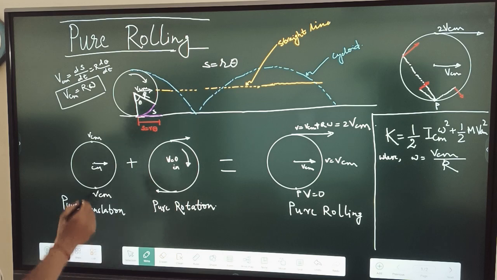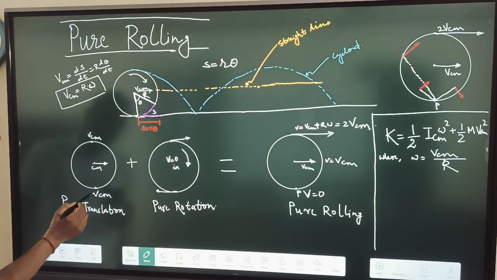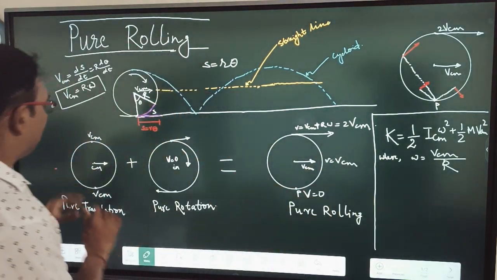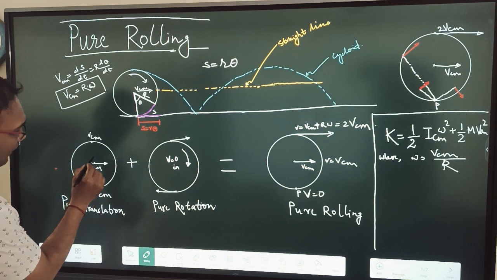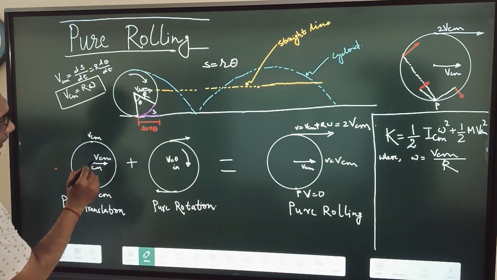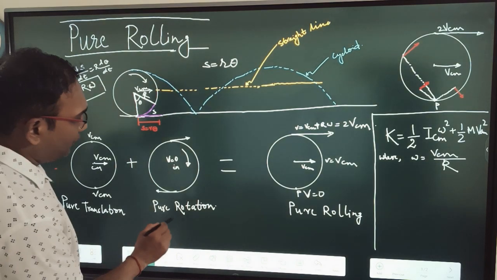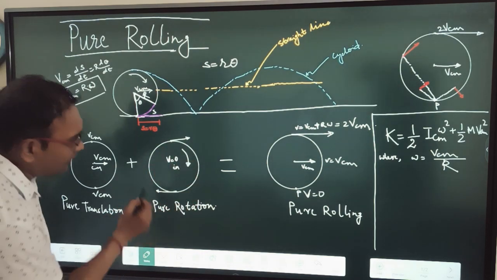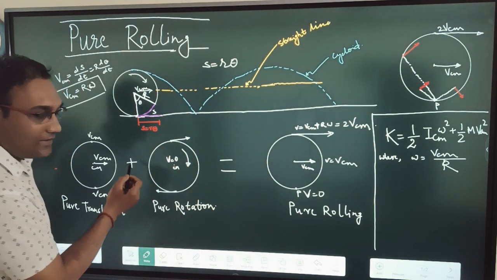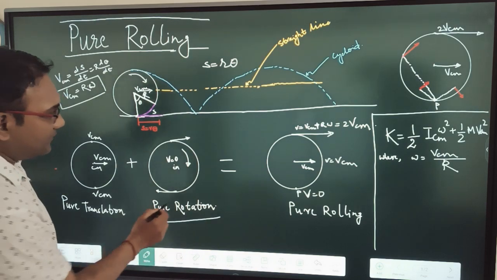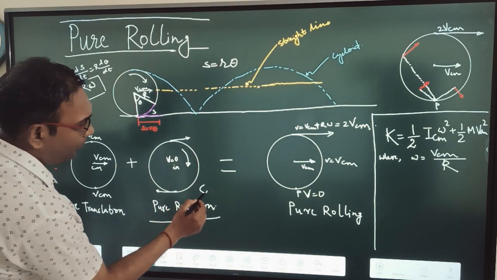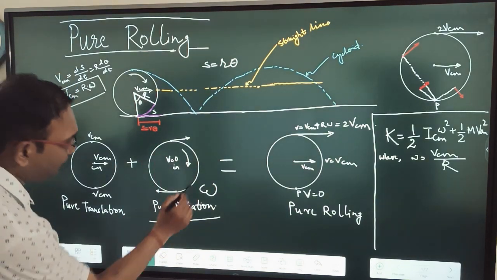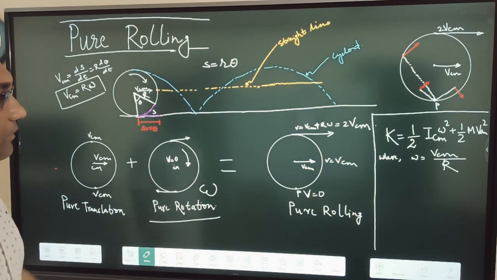So we understood this is pure translation. It means all the points are moving; this circle is moving like this. Every point is moving with the velocity V_CM. Whereas in pure rotation, this is fixed and this is the Z axis, and the disc is rotating about this axis. Every point is rotating with angular speed omega. So this is pure rotation. When we combine these two motions, it becomes pure rolling.